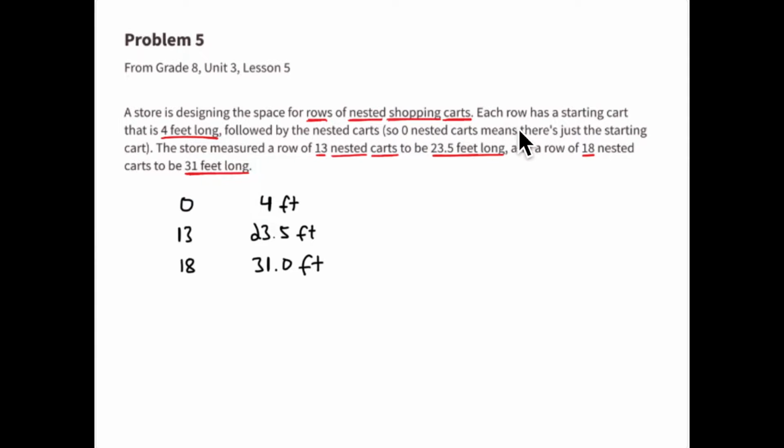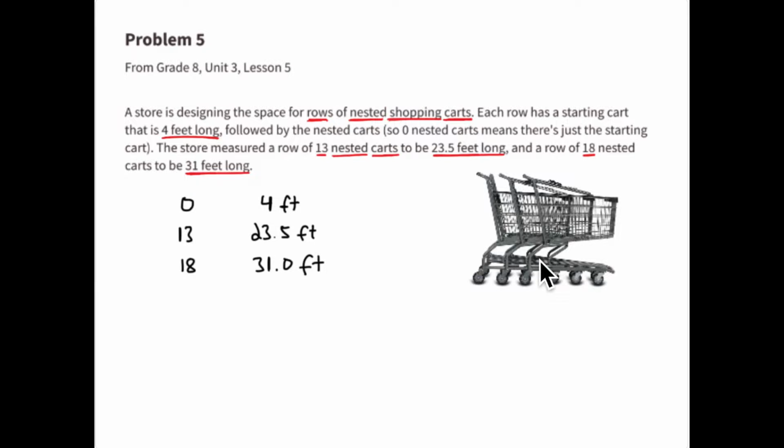In problem number 5, a store is designing a space for rows of nested shopping carts. Each row has a starting cart that is 4 feet long, followed by the nested carts. So 0 nested carts means there's just the starting cart. The store measured a row of 13 nested carts to be 23.5 feet long, and a row of 18 nested carts to be 31 feet long.